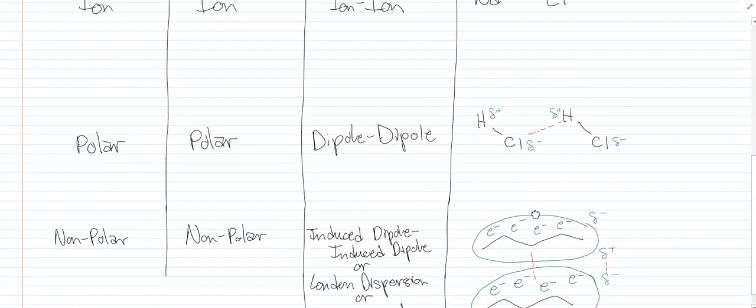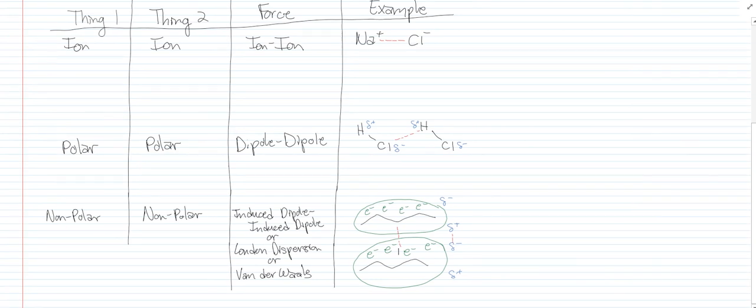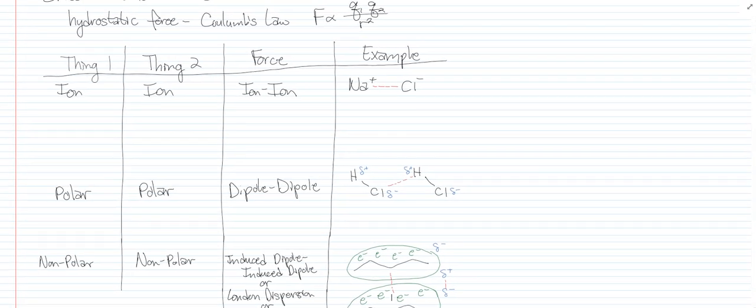So what's strongest? Ion-ion, dipole-dipole, or induced dipole, induced dipole? Ion-ion is definitely the strongest, and again, if we look back at Coulomb's law, we know that the force of attraction is proportional to the charges. Well, ions have full charges, and they're permanent. Full permanent charges. Compared to dipole-dipole, which has partial charges that are permanent.